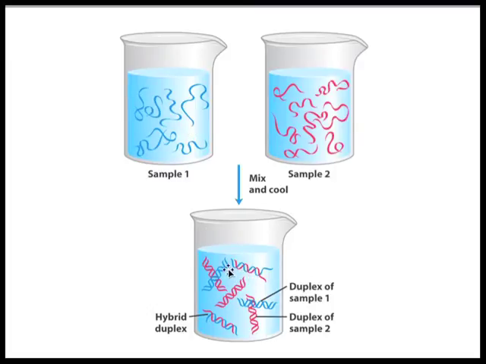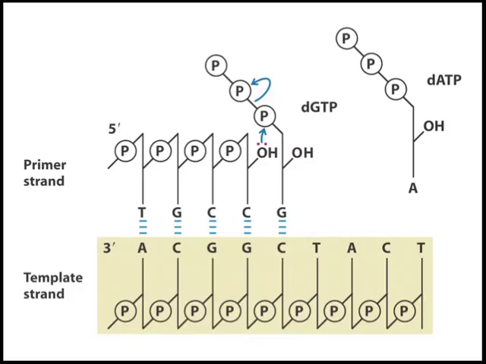cool them, they will come back together, a process which we refer to as annealing, and some of the molecules will come back with their original partner, but some of them will anneal with the DNA strand of the other sample. And so you'll get duplexes of sample 1, duplexes of sample 2, but then you'll also get hybrid duplexes in this annealing process. And this is an important process for us to understand in order to go forward in our discussion of DNA sequencing.